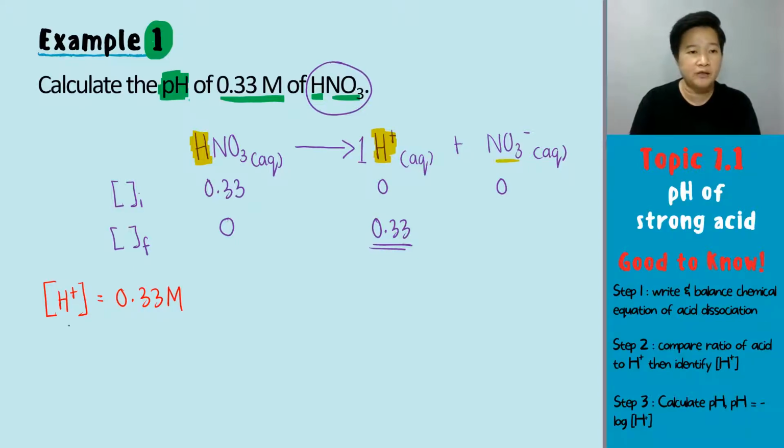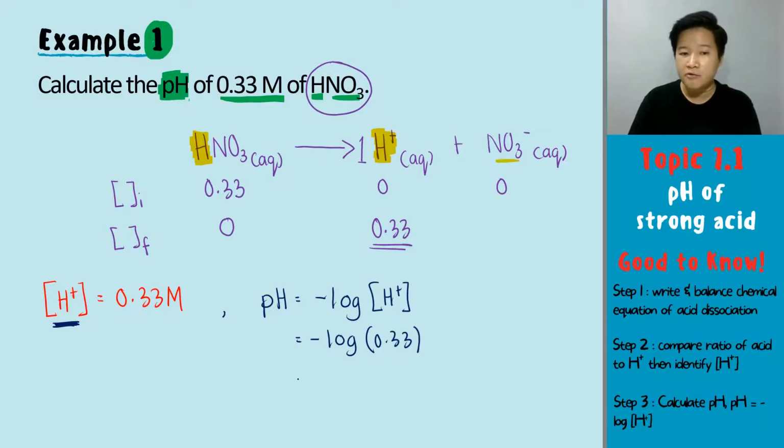Why the pH value straight away? Because the one that we have is H+. Therefore, we can calculate pH equals negative log concentration of the H+. Substitute in the value, where we are going to take negative log 0.33. Press your calculator correctly. You realize that the pH value calculated is 0.48 over here.